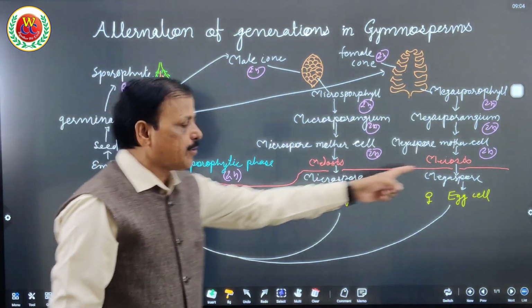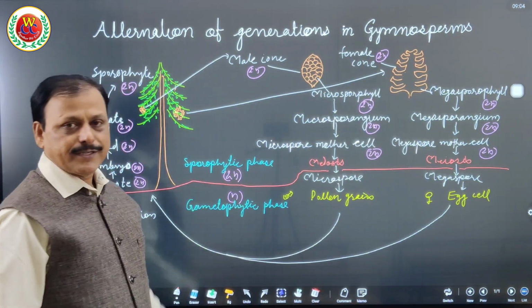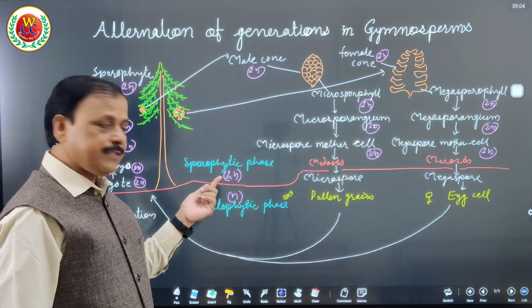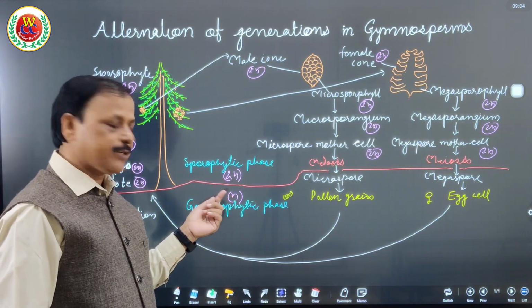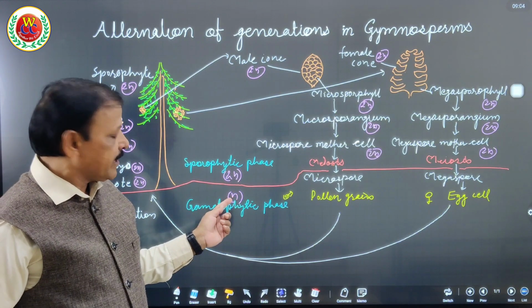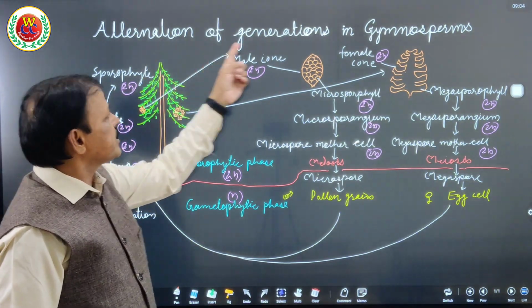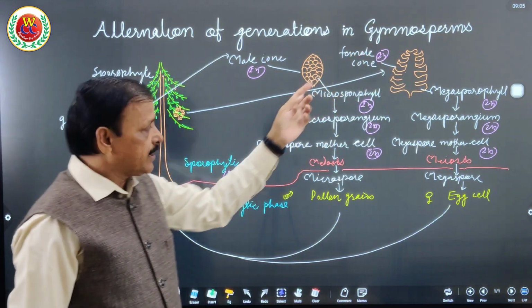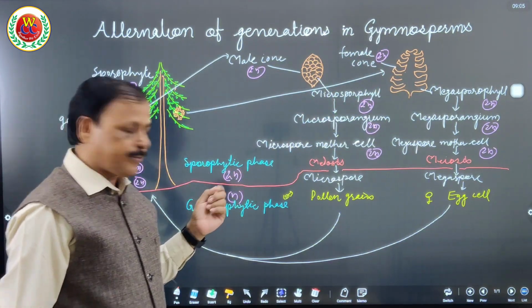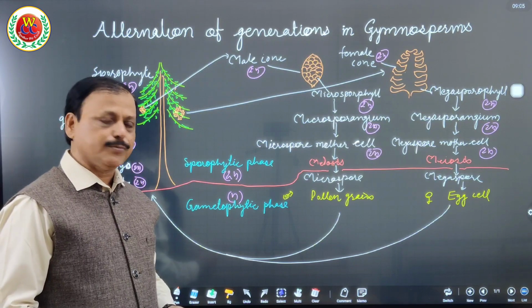So see here, I have drawn the diagram. Here you can see diploid and haploid. Diploid means two sets of chromosomes, haploid means one set of chromosomes. Sporophytic phase is diploid and gametophytic phase is haploid. Now here I have written alternation of generation in gymnosperm. In gymnosperm these are the two generations: sporophytic generation and gametophytic generation in the life cycle of gymnosperm.